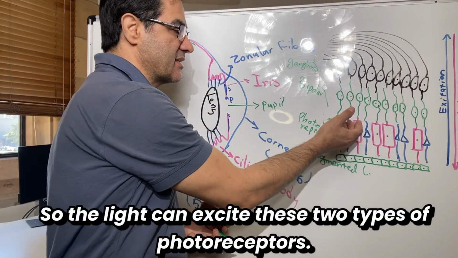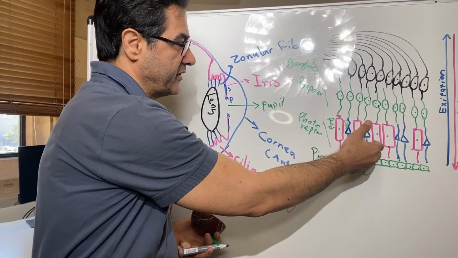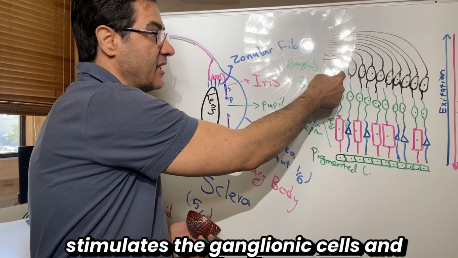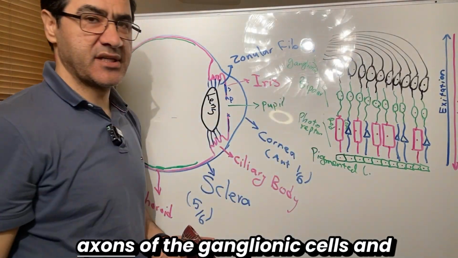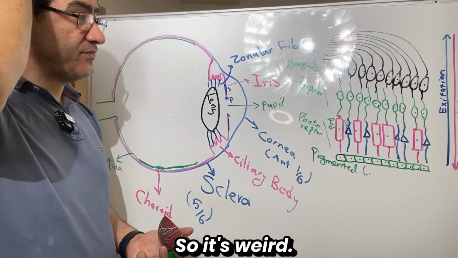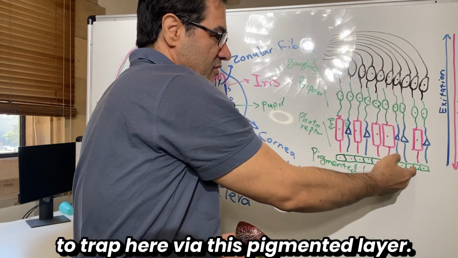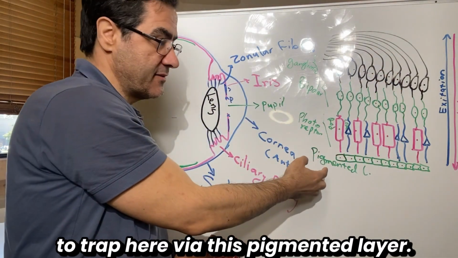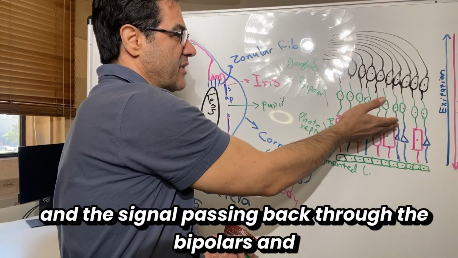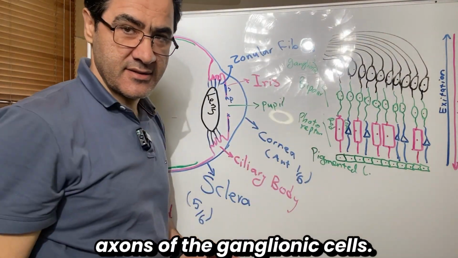So the light can excite these two types of photoreceptors. After excitation, the signal passes through the bipolar cells and stimulates the ganglionic cells, and then the signal passes through the axons of the ganglionic cells and exits the eyeball as the optic nerve. So it's weird. Light needs to pass through all those layers to get trapped here via this pigmented layer, and then it excites and stimulates the photoreceptors, and the signal passes back through the bipolars and ganglionic cells and exits the eyeball through the axons of the ganglionic cells.